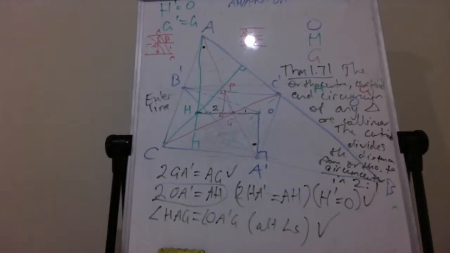So in other words, N must be the circumcenter of triangle A prime B prime C prime. To summarize, the circumcenter of the medial triangle lies at the midpoint of the segment HO of the Euler line of the parent triangle.